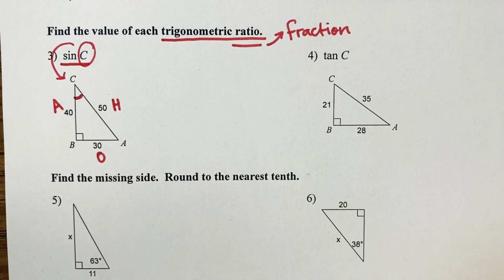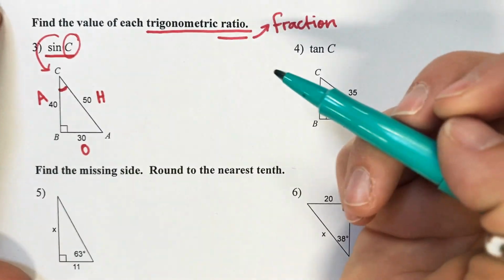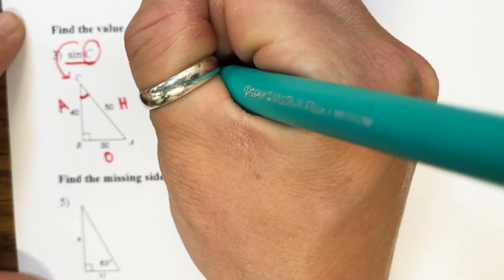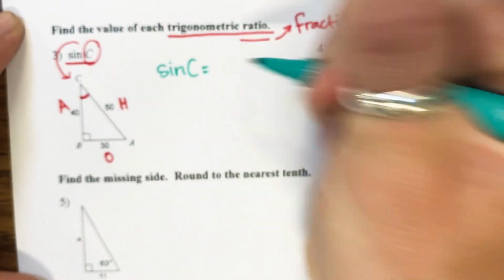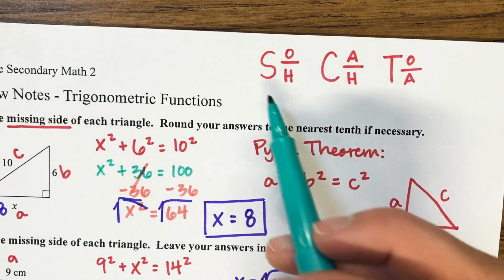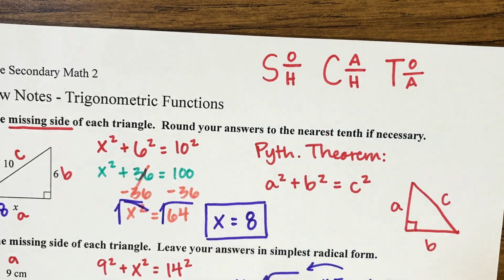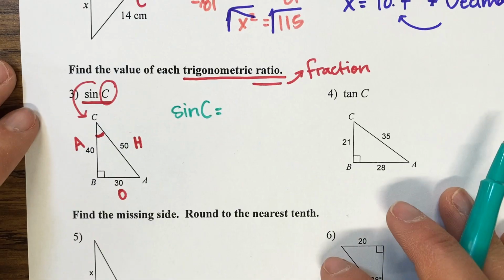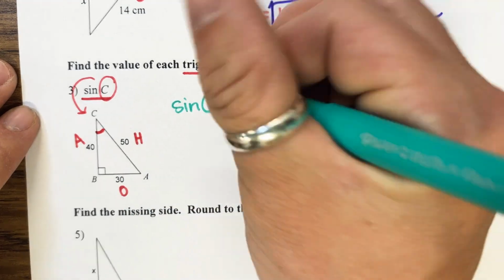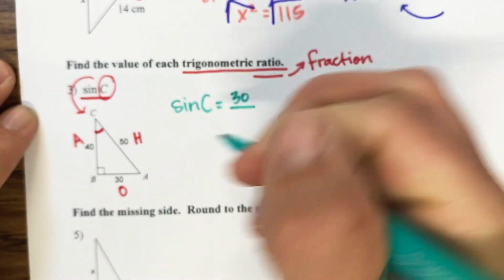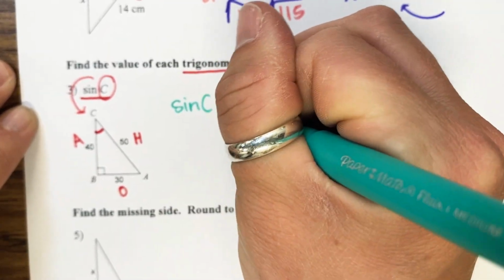Okay, well, using this, we can write the trigonometric ratio. So the ratio that goes with sine of C equals, let's look back up here, which one are we going to use with sine? S, so opposite over hypotenuse. Okay, so we have opposite, 30, over hypotenuse, 50.